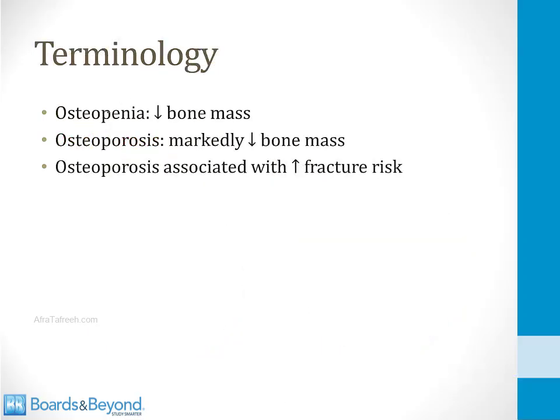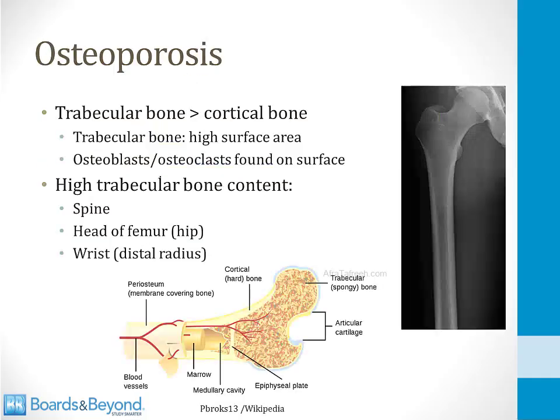Let me mention some terminology around osteoporosis that is important. Osteopenia means a decreased bone mass. Osteoporosis refers to a markedly decreased bone mass, and later we'll talk about the exact cutoffs for osteopenia and osteoporosis based on testing results. And the reason osteoporosis is distinguished from osteopenia is because once patients cross over into the osteoporosis range of low bone mass, there is a significantly increased risk of fracture.